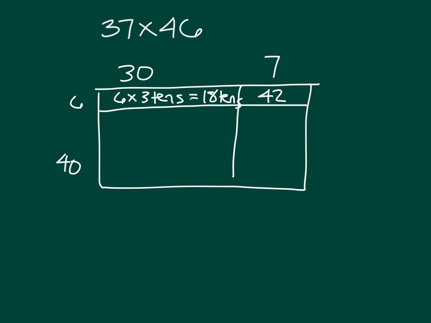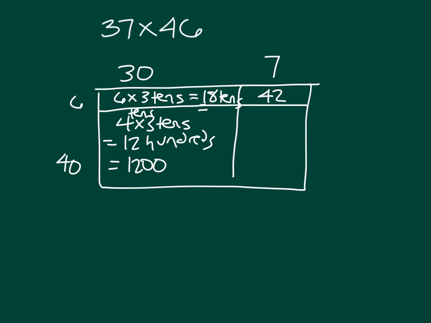We have 4 tens times 3 tens. Remember, when you multiply tens and tens, you get hundreds, so that's 12 hundreds, which also equals 1,200. I'm going to write out the 180 there. And we also have 4 tens times 7, which equals 28 tens, which does equal 280. So let's write that vertically.